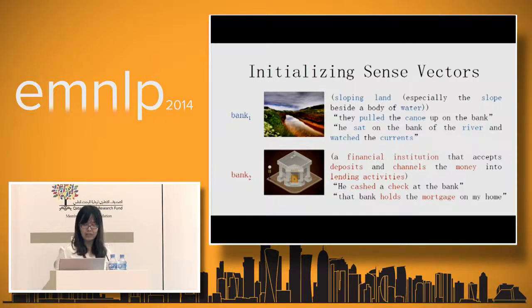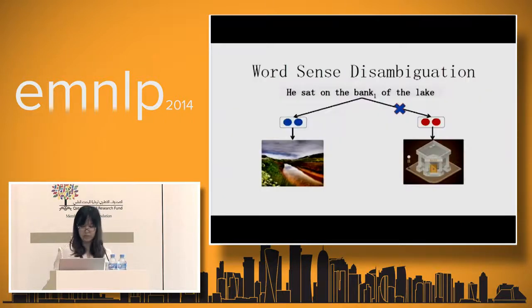After you pick all these content words from the sense gloss, you just average the word vectors of all these words, and you get the initialized sense vector. The same for the second sense of bank. Okay, now we have the initialized sense vector, but it is not good enough. We want to learn the sense vector from the large data set.